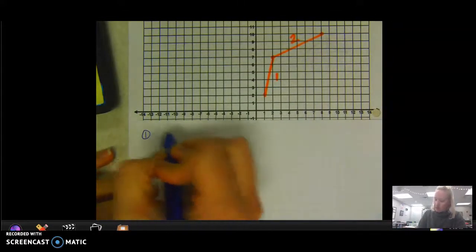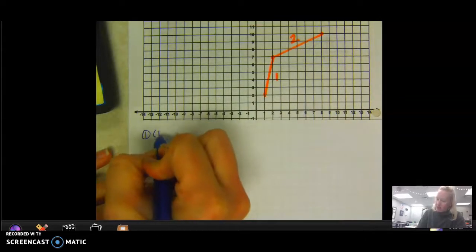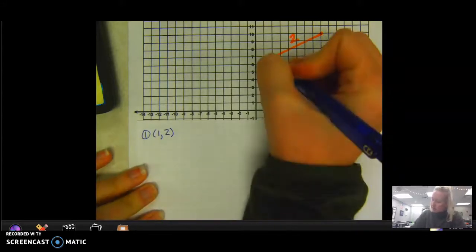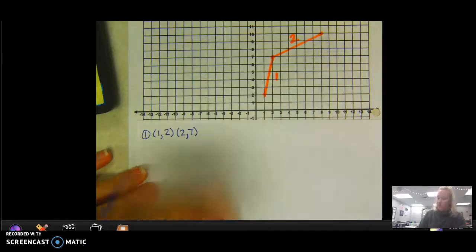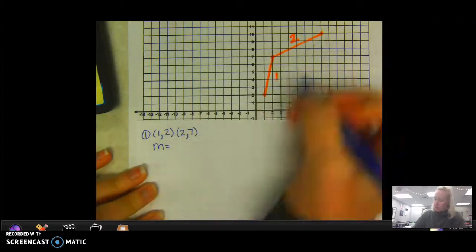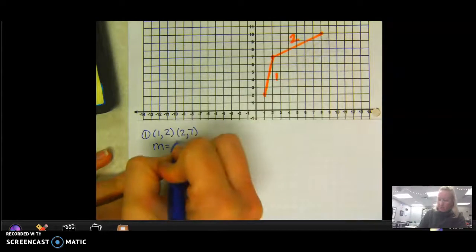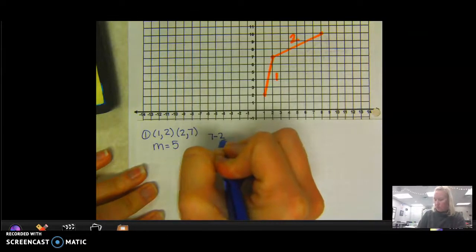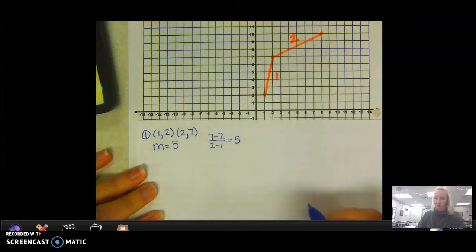I would take some notes on it because you're going to need to remember how to do this for the project. The line is at 1, 2 for the first point. The second point is at 2, 7. Okay, so to find slope, you can just count it. 1, 2, 3, 4, 5 over 1, so it's a slope of 5. I could also do 7 minus 2 over 2 minus 1, which equals a slope of 5. 5 over 1, which is 5.